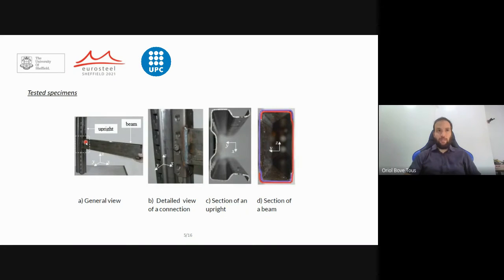Well, here we can see the tested specimens. Basically, the upright, which is the column, is an omega open profile, as you can see, with regular perforations to allow the speed lock connection. And the beams consist of two mutually nested C profiles, as we can appreciate here, that are not welded to each other. They are only welded here at the connection, and they also present 2-point welds here at the free end in order to avoid these separating from each other.